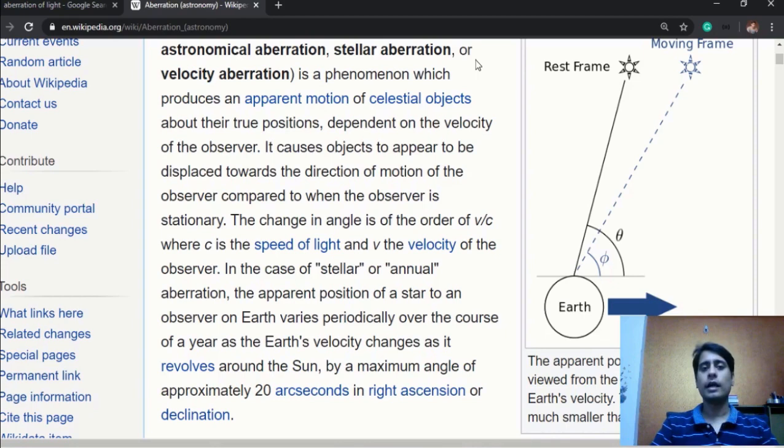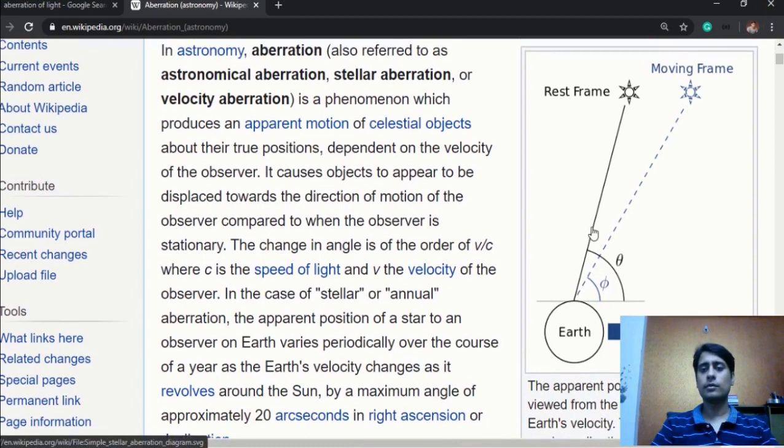about their true position. You can see in the diagram that Earth is moving with some velocity around the Sun, and because of this velocity, it is said that the position of a star may change depending on the velocity of Earth. So this is all about the aberration of light. That means when you view any distant star, the actual position of a star is shifted because of the velocity.